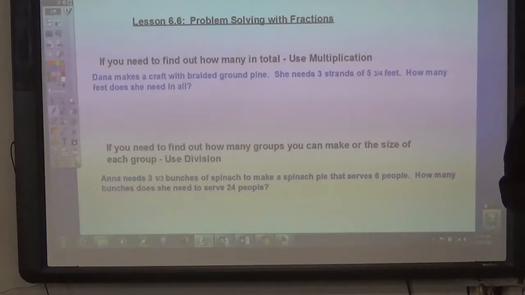Which operation would help you find the difference? Or to find the remaining amount? What operation would help you find the remaining amount or to find the difference between two amounts? Again, your choices are addition, subtraction, multiplication, or division. Which one would help you find the remaining amount or the difference? Sixth graders, are you listening to me? Yeah? Subtraction, yes. Yep.